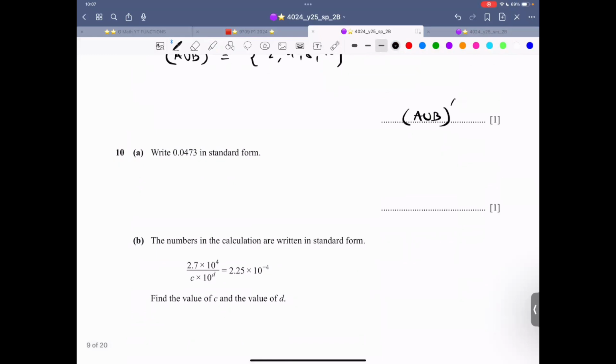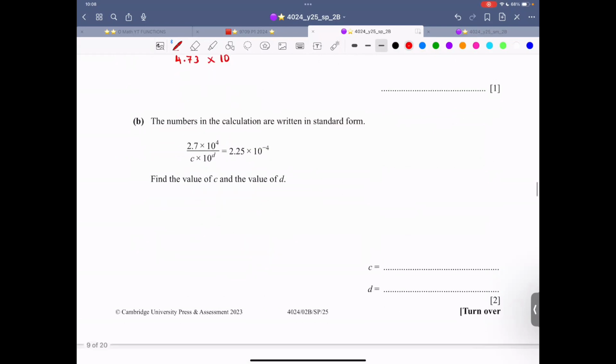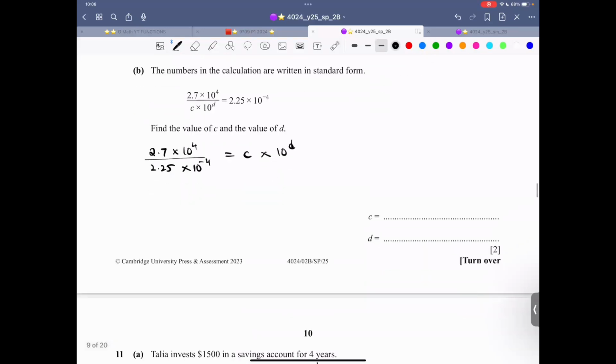Standard form. Write this thing in the standard form. So just play with the zeros, go 1 unit right, 2 units right, 4.73. That is 4.73 into 10 raised to power of negative 2. This thing, just make this the subject. That is 2.7 into 10 power 4 divided by 2.25 into 10 raised to power of negative 4 is C into 10 raised to power of D.